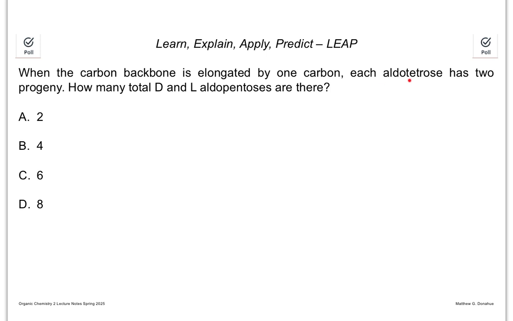So each tetrose can have 2 progeny. How many total D and L aldopentoses are there? So there's 8. So that gives us 8 total. So you can sort of see the trend here. Basically, half of them will be D, the other half are L. So of all these possible stereoisomers, again, only the D ones are the naturally occurring ones.